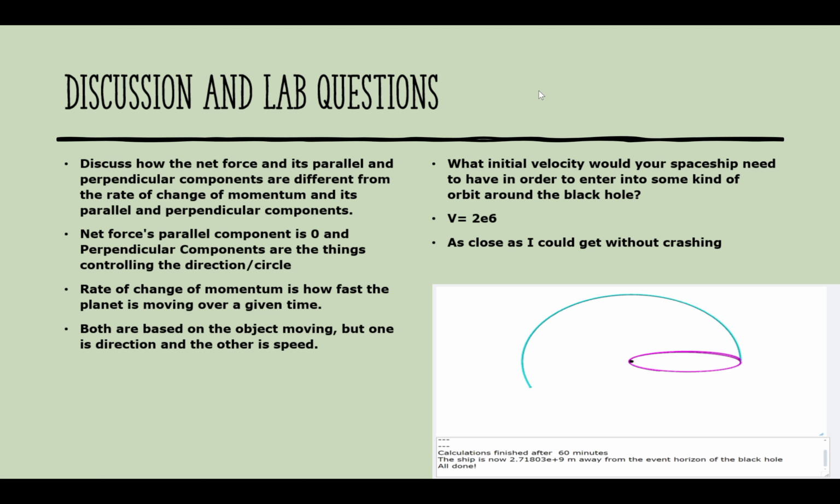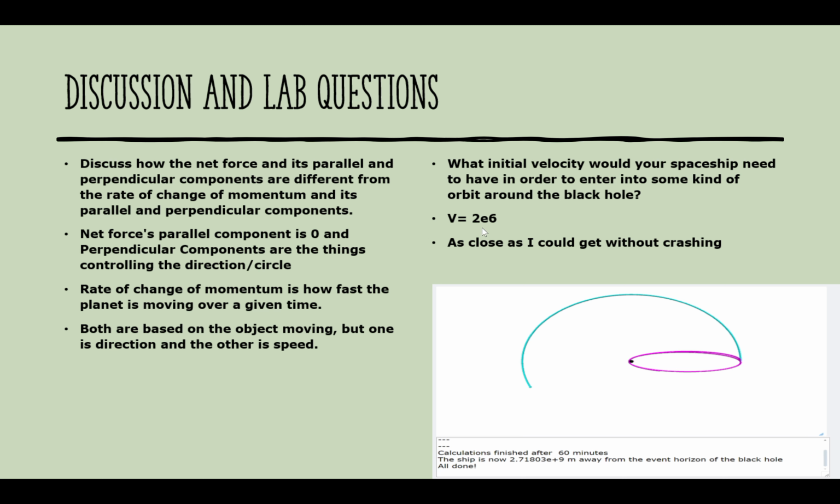Alrighty, our discussion and lab questions. The first question is to discuss how the net force and its parallel and perpendicular components are different from the rate of change of parallel and perpendicular components of momentum. Well, the big one is that momentum is just mass times velocity, and it doesn't include time. So even though it's a rate of change over time, it's still not the force that's exactly acting on one of the things. In Fnet, the parallel component is 0, while the perpendicular is not, because it needs to be changing directions as it's going. So both are based on the object moving, but one is direction, the other is speed, which I guess kind of works.